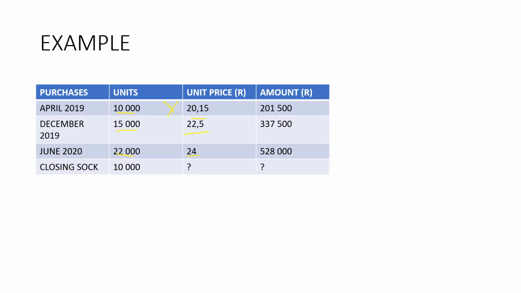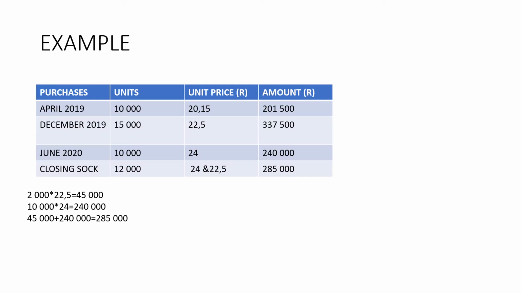Now the question is, we have 12,000 units left. That is supposed to be closing stock. So we have about 12,000 units left of milk. What is their unit price? So we're at the end of the 2020 year of assessment and we want to value our inventory. What is the value of our inventory? And remember, for FIFO, the value of our inventory is at the most recent prices. Okay.